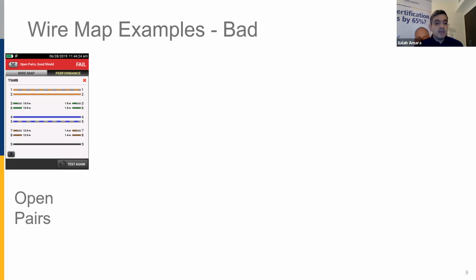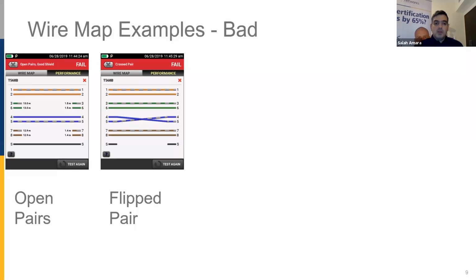So here is an example of open pairs that we can see. Okay, we have an open in the pairs of 3, 6, 7, and 8. I can assume that this network will not work, right? What about if we have a flipped pair? Yeah, we can also see it with our certification tool. So we can see here that we have a flip between the pairs 4 and 5.